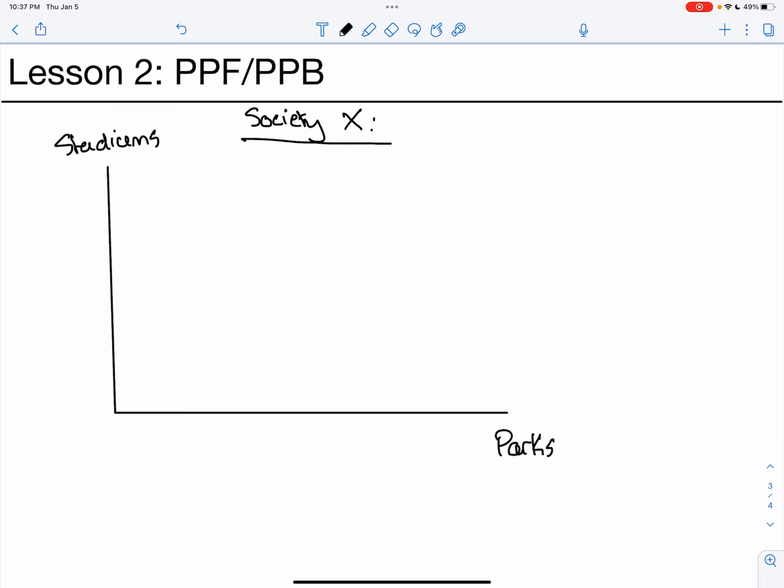Now, let's say that our budget is $1,000. Now let's say it costs $10 to build a park. So I'll denote that by PP, price of a park, equal to $10, and PS, the cost of putting up a stadium, is $100.